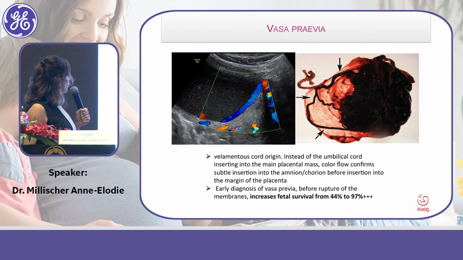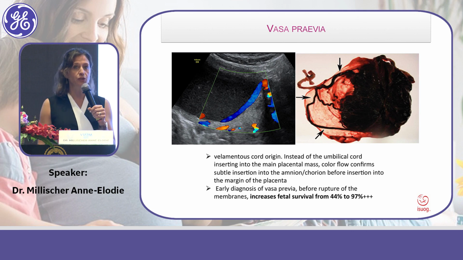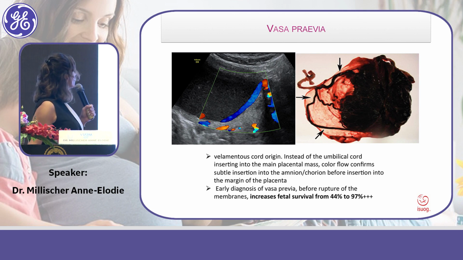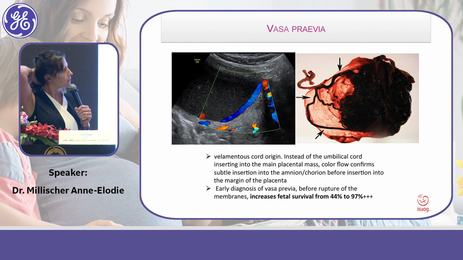We know that early diagnosis of those placenta previa, and here is another example, before rupture of the membrane, increased fetal survival from 44 to 97%. So it is our mission to correctly prevent the presence of those possible vasa previa. Cái mạch máu tiền đạo này nếu như mà được chẩn đoán sớm trước khi mà rách màng nhau thì cái tiên lượng rất là tốt, tăng khả năng sống sót lên từ 44 tới 97% luôn.